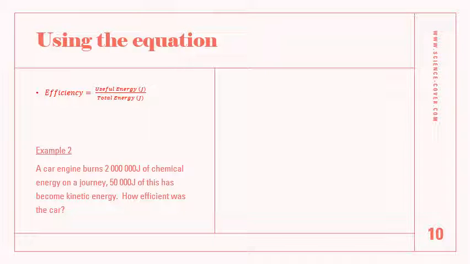Let's look at a second example. A car engine burns 2 million joules of chemical energy on a journey. 50,000 joules of this has become kinetic energy. How efficient was the car?